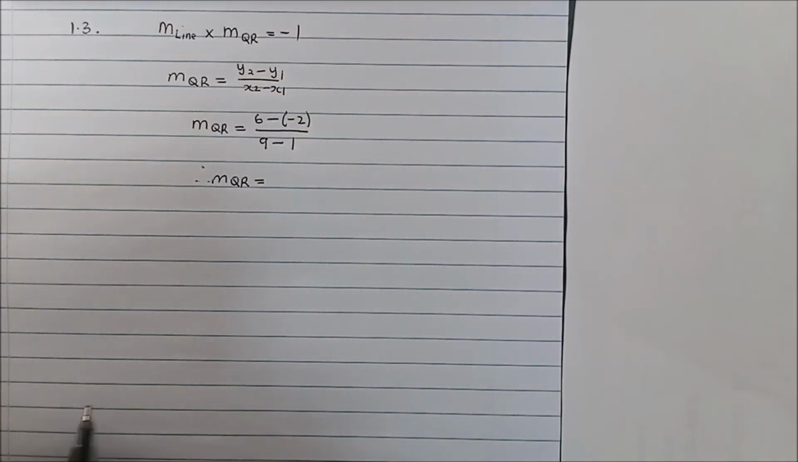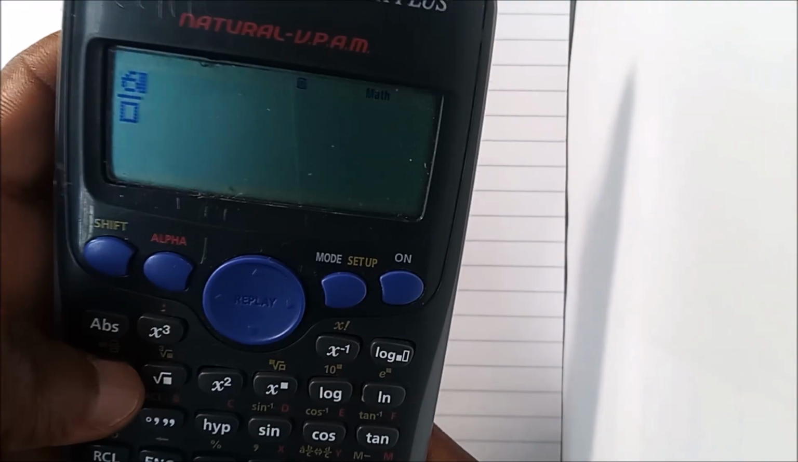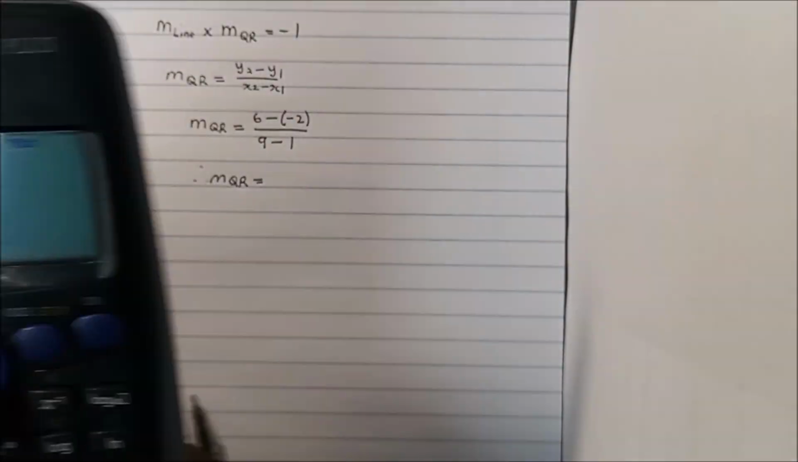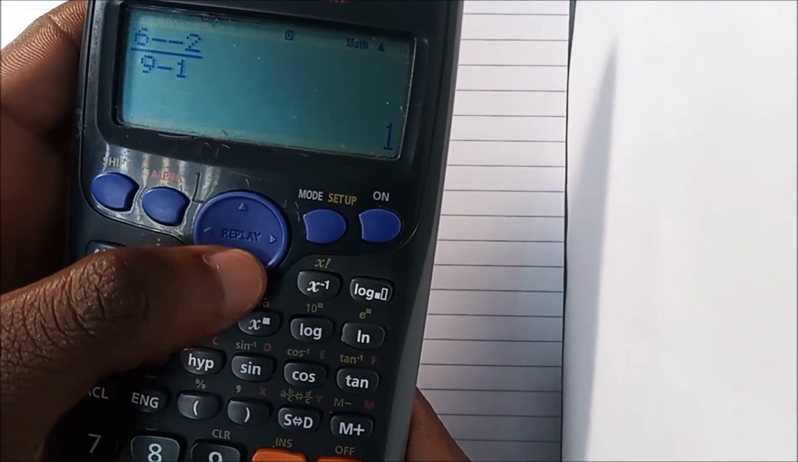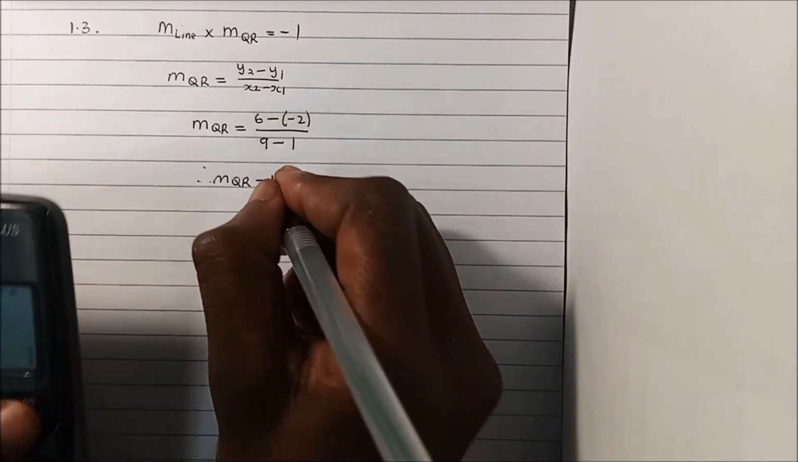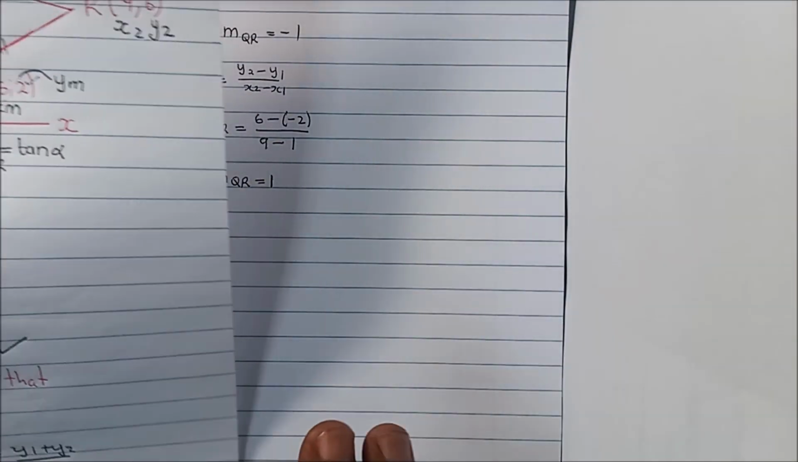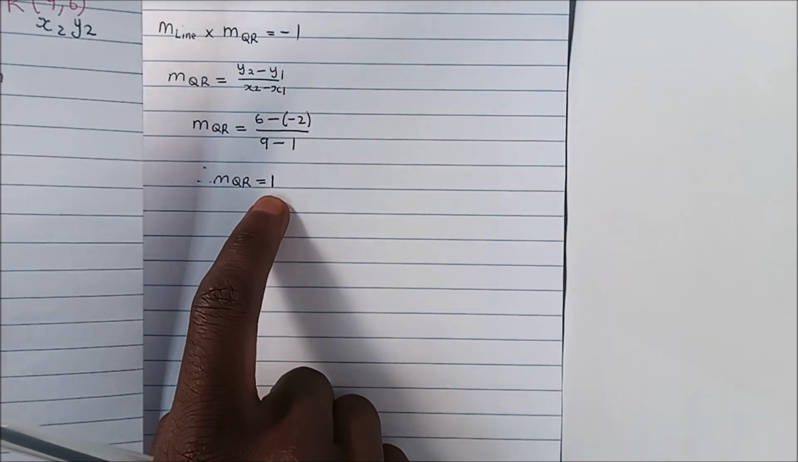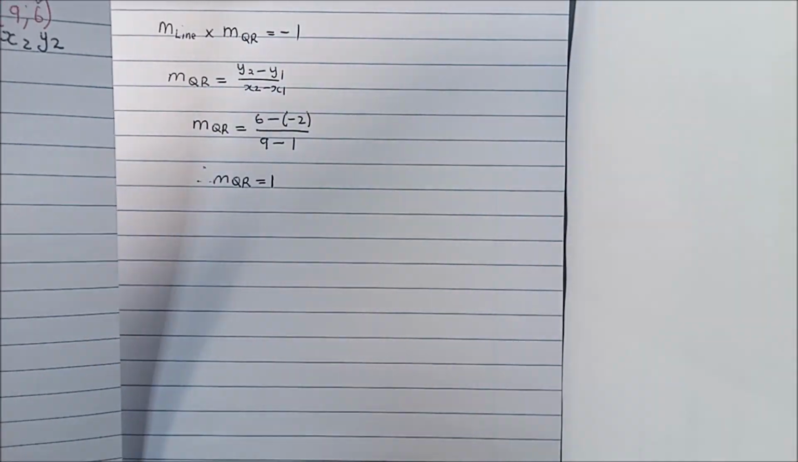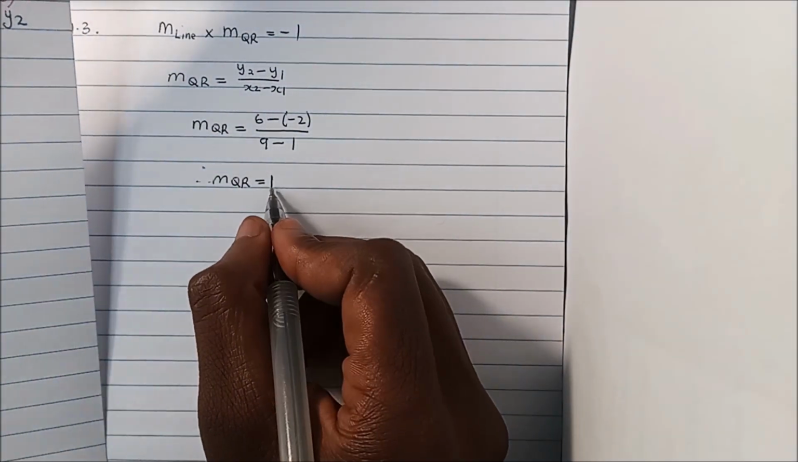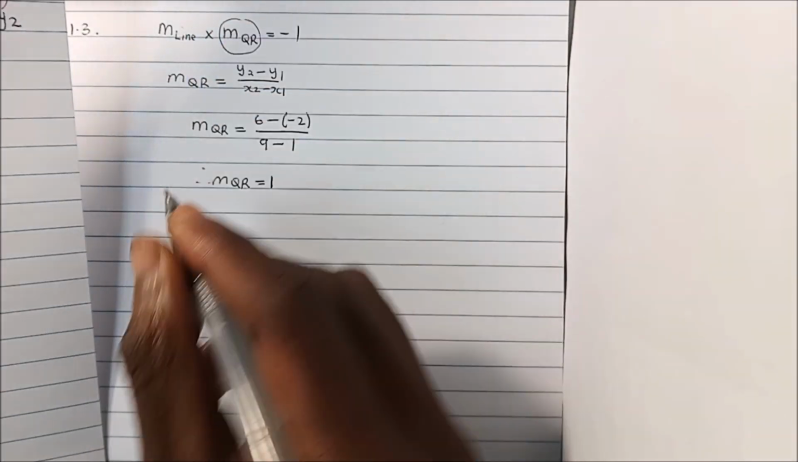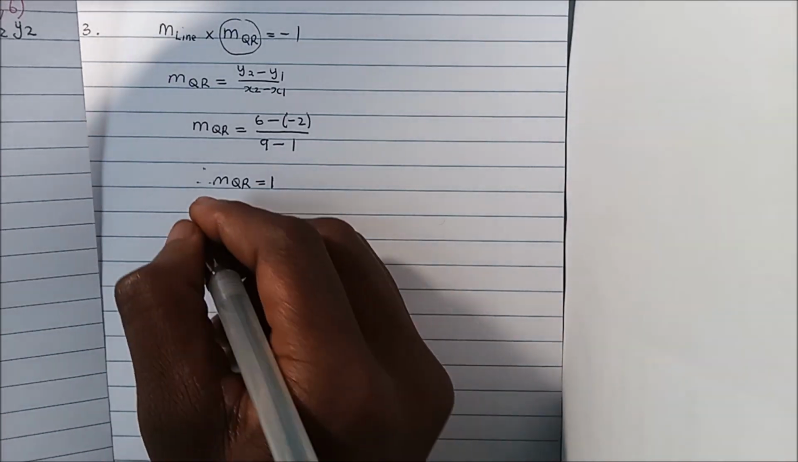Remember, you can't find an equation without the gradient, so you start with the gradient. So (6 minus 2) divided by (9 minus 1). So the gradient of QR is 1. Guys, remember, I said you take the multiplicative inverse of this one, but you must put a negative, or you can substitute it here, and then it will be clear.